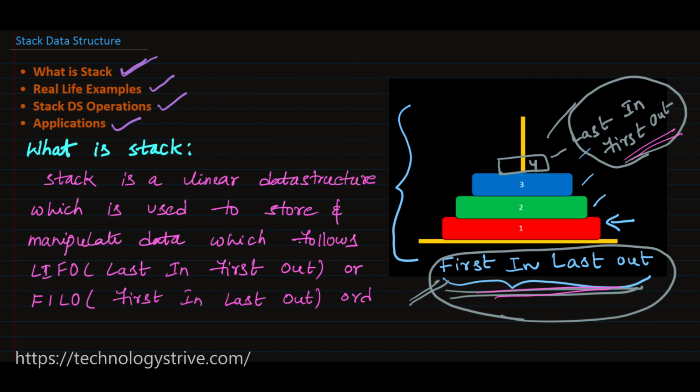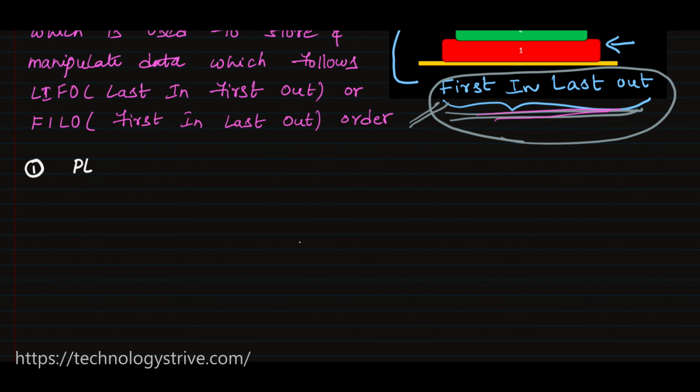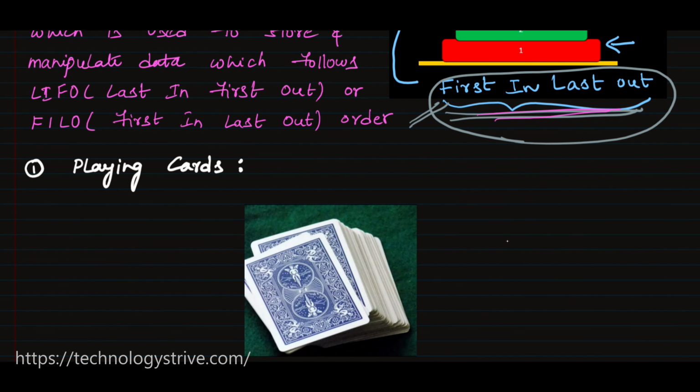So this is going to follow either last in first out or first in last out order. Now we'll see some real life examples where we do see this stack data structure in day to day life. First example, playing cards. For example, two people are playing cards. Then we will be having some cards which will be placed exactly this way only, right? So this is called a stack of cards because the one which is on top is going to be picked by either one of them in a single chance, right? So this is also like a stack data structure exactly, which is following last in first out or first in last out manner.